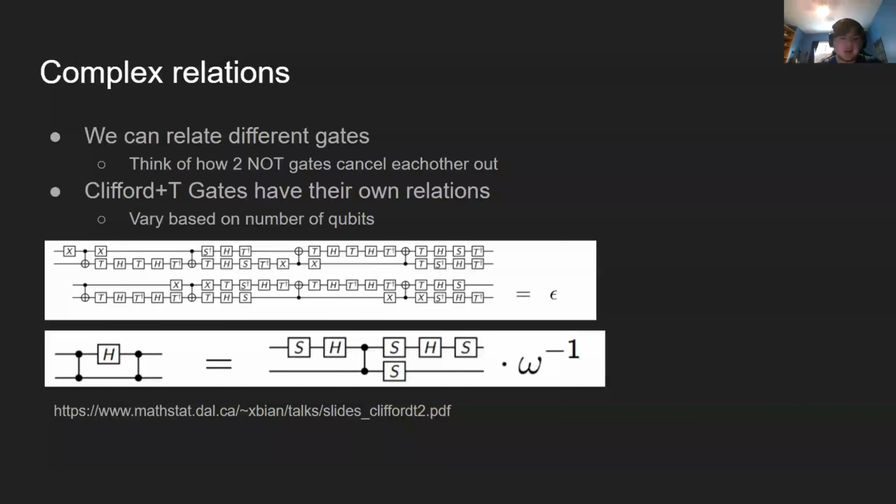And Clifford plus T gates have their own relations, which change a little bit based on the number of qubits. So some instances of the relations are right below there. You can see some of them are really complicated and some of them are a little bit more workable. The one on the bottom is just saying that up to a phase, 2 circuits are the same, which is pretty workable. The one on the top, not so much. But the idea is that those patterns were what was used to analyze them in the 1 qubit case. And we're trying to do something somewhat similar to that.